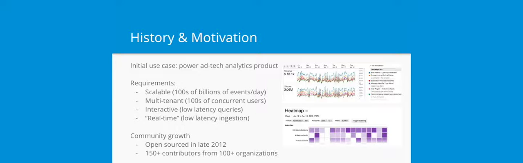Druid was open sourced in 2012. Again, the first lines of code were written about a year before that, and it was open sourced about a year after it got started. It currently has over 150 contributors from 100 different organizations.